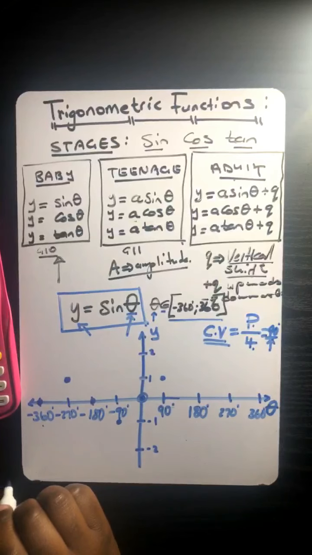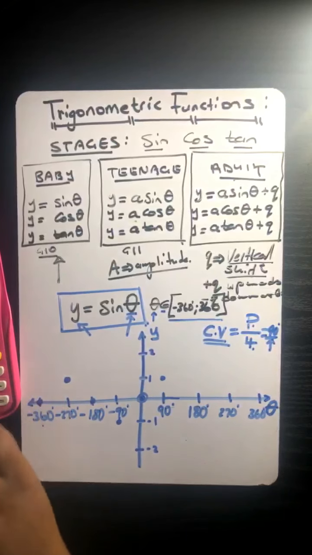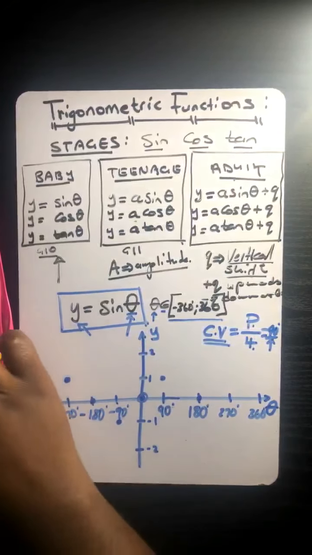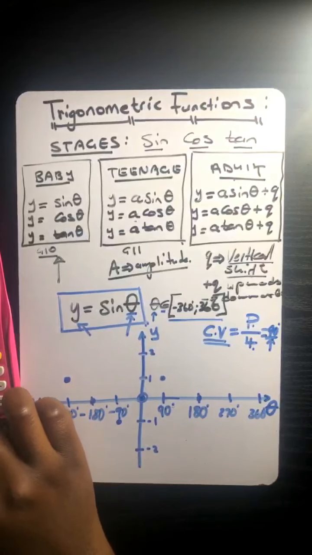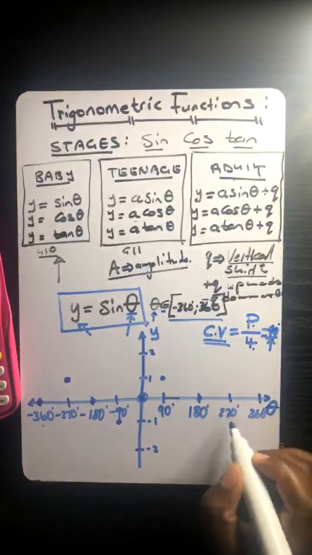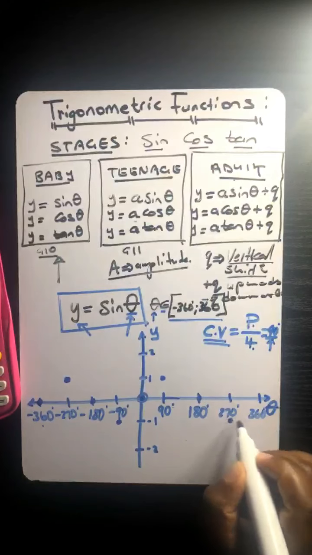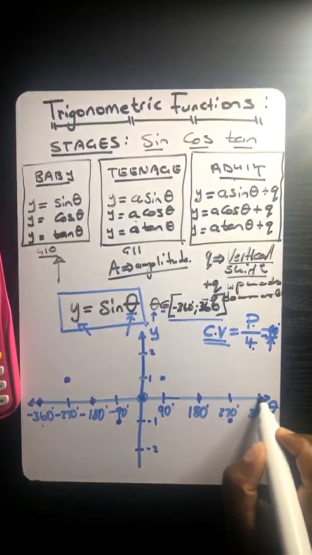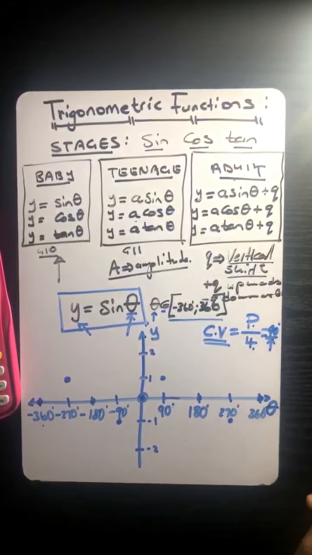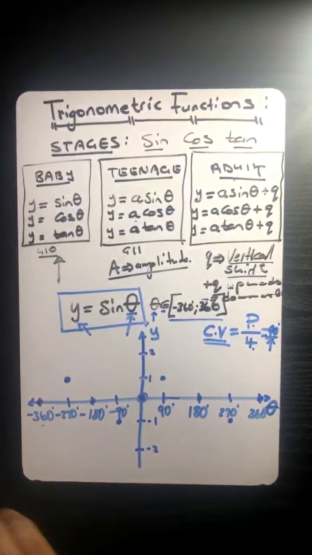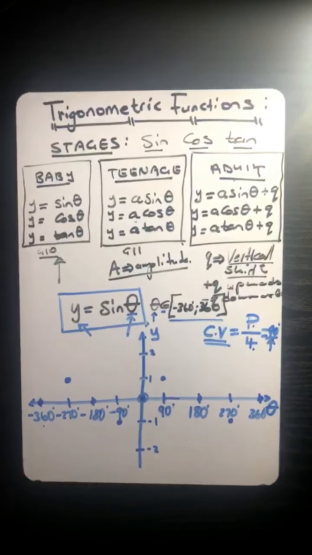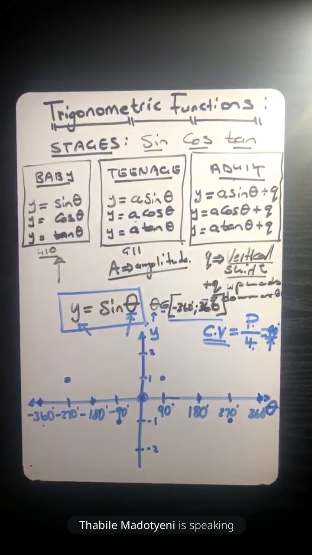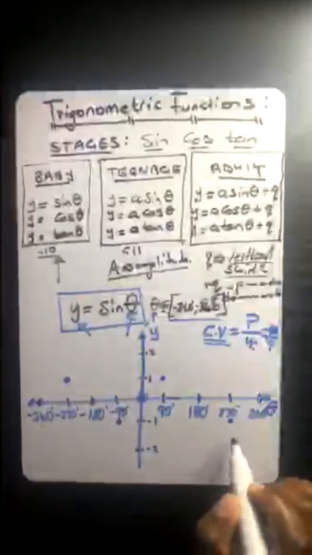Now we are on 180. So you just edit and punch 180. What are you guys getting there? You are getting a 0. Let's go to 270. What are you guys getting there? I'm getting negative 1. Let's go to 360. You just edit and punch 360. I'm getting 0. Guys, are you all getting the same values there? Yes, sir. Okay. In that case, that's how you plot. Now, let's sketch.